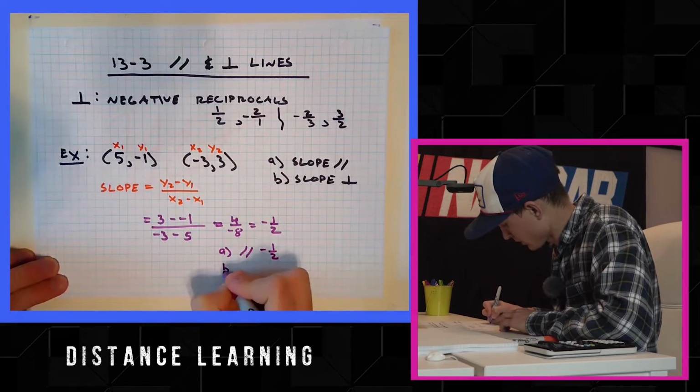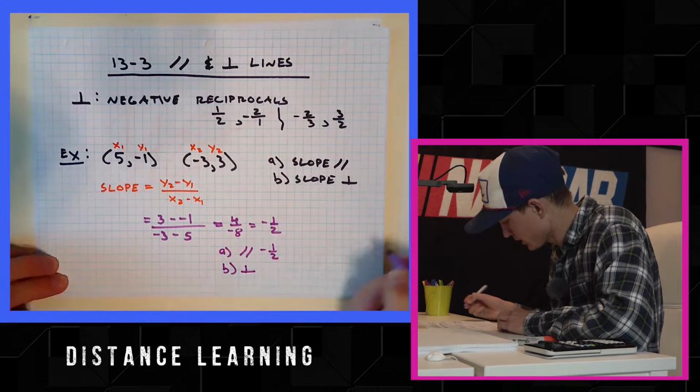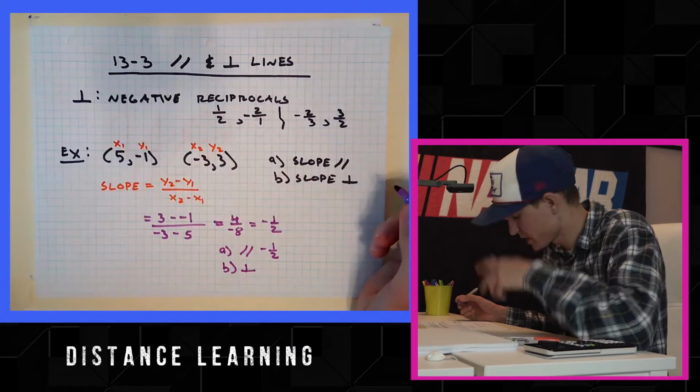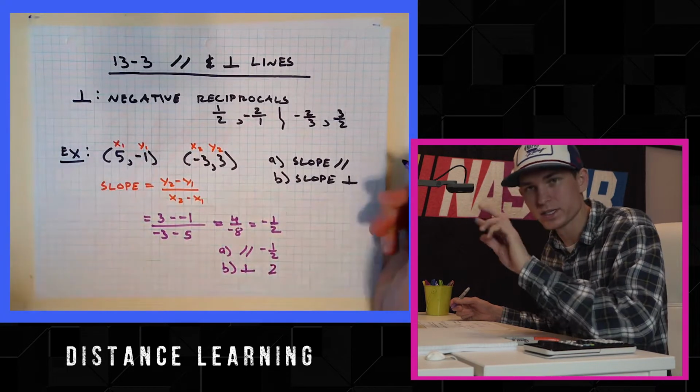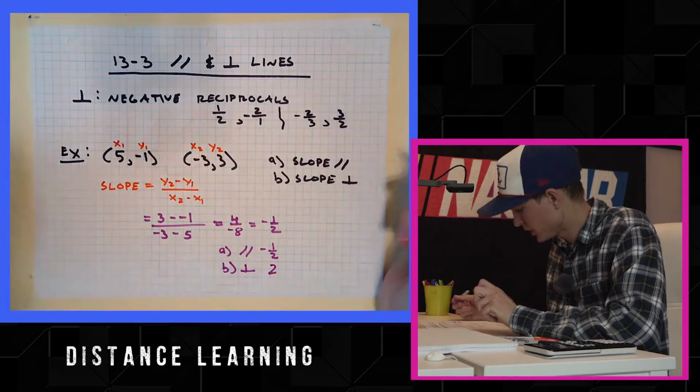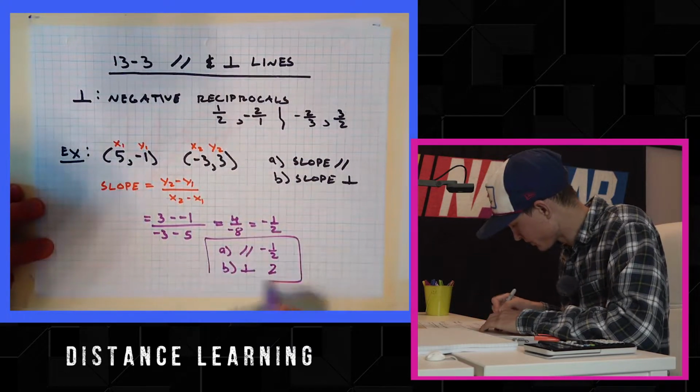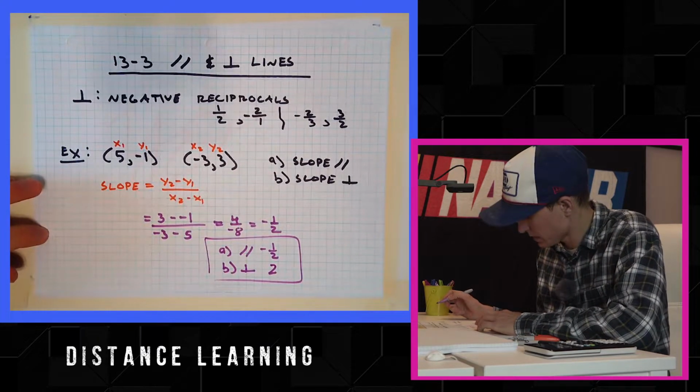Whoa. B, perpendicular, negative reciprocal. Reciprocal means I flip it, it'd be 2/1. No one writes 2/1, you'd write 2. It was negative, and I'll change the sign. It's positive. Boom. That's it. Easy peasy.